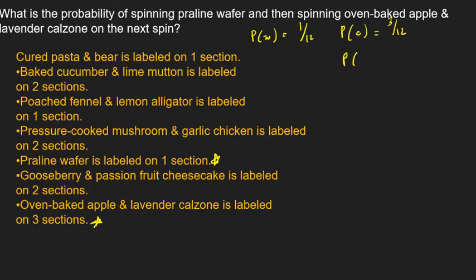So to simplify 3 over 12, that's 1 over 4. Okay, so I have to figure out the right setup for these. I've got probability of W and probability of C. Probability of W is 1 over 12, probability of C is 1/4. And I need to combine these.